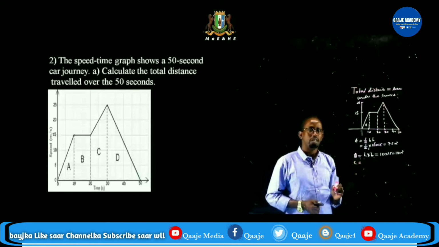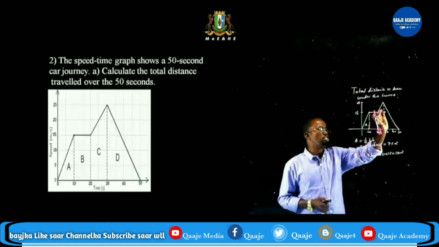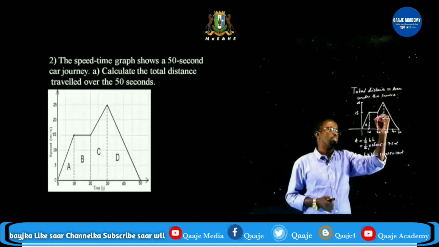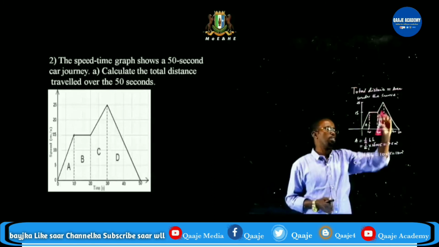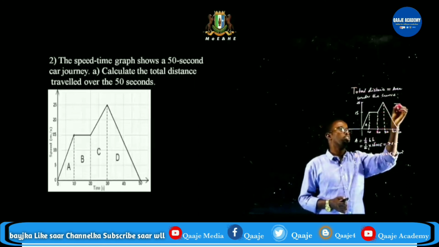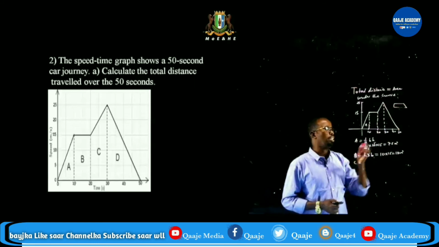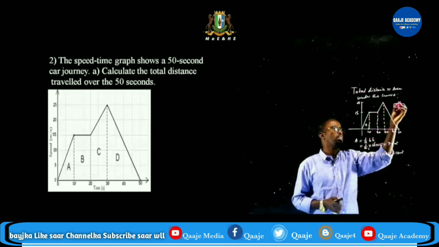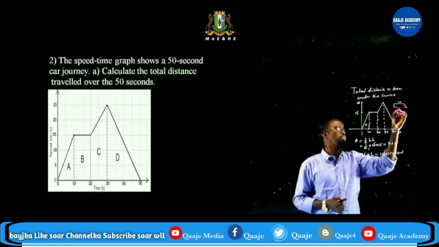C, this one is the shape of a trapezium. So this is my A and this is B, and this becomes the height. If I try to remove this one, it will be something like this. So therefore this side is 15, this side is 25, and then my height will be equal to 10.